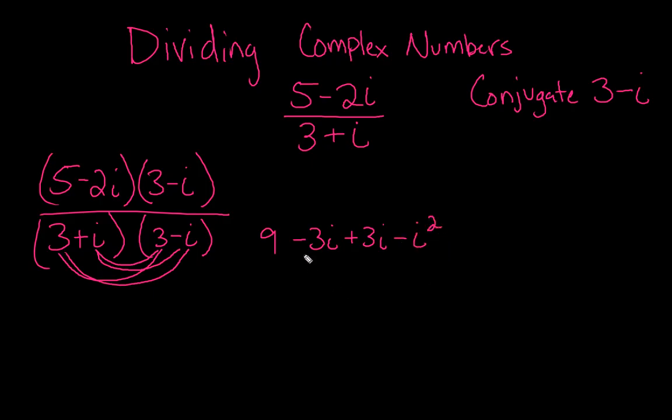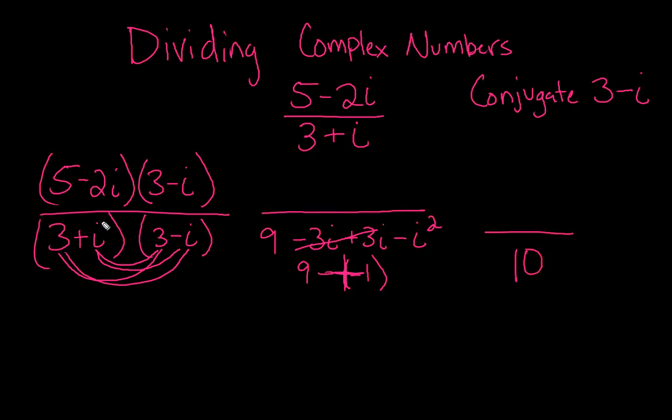All right, so you can see right here this negative 3i plus 3i, those are additive inverses, so those go away, those cancel. And remember, this i squared is equivalent to negative 1, so we can replace that i squared with negative 1. So our denominator becomes 9 minus negative 1. And of course, subtracting a negative is the same as adding, so our denominator becomes 10.